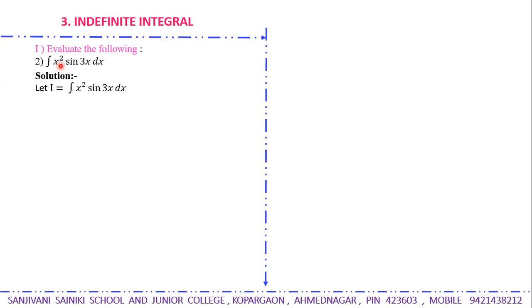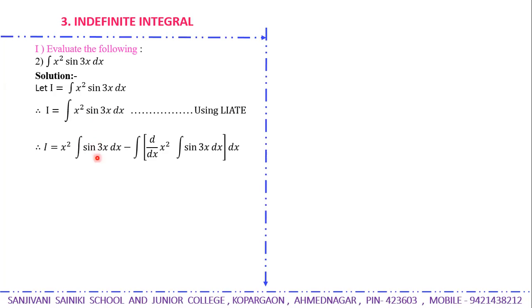Integration of x square into sine 3x dx. I is equal to integration of x square into sine 3x. LIATE: because algebraic comes first and then trigonometric, I have written it like this. So using by parts, first function as it is, integration of the second minus integration of d by dx of the first function into integration of the second function.